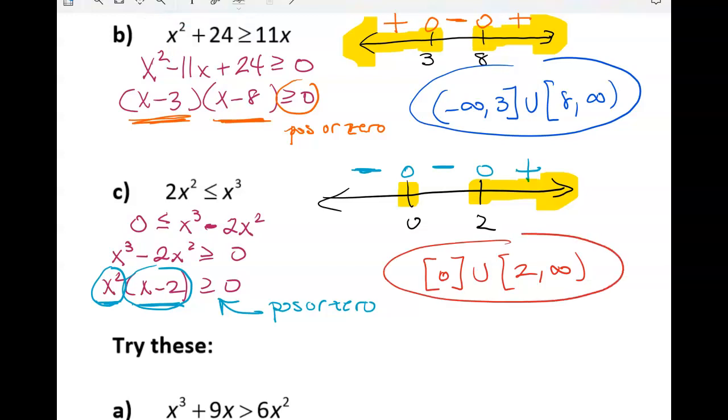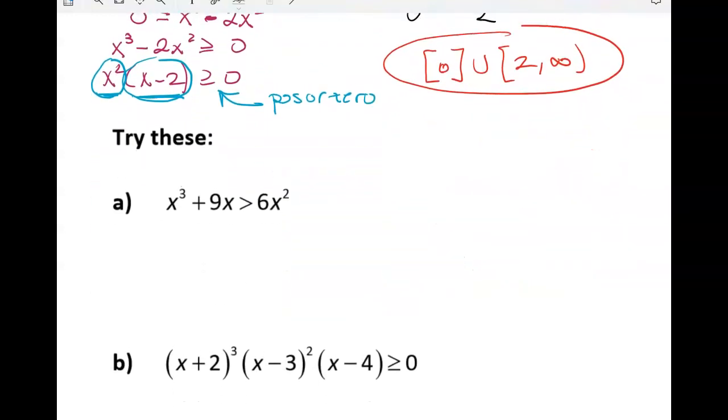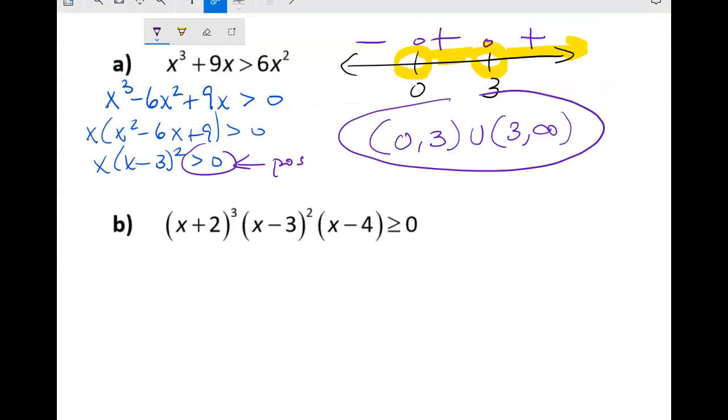All right, your turn to try one. Try A below on your own. All right, here's the solution for this one. Notice that you have a multiplicity 2 factor. That's important to take into account when you're making your number line. Also notice that you can't say the interval all the way from 0 to infinity because 3 is an excluded value. We have an open circle there since we weren't doing an or equal to 0.